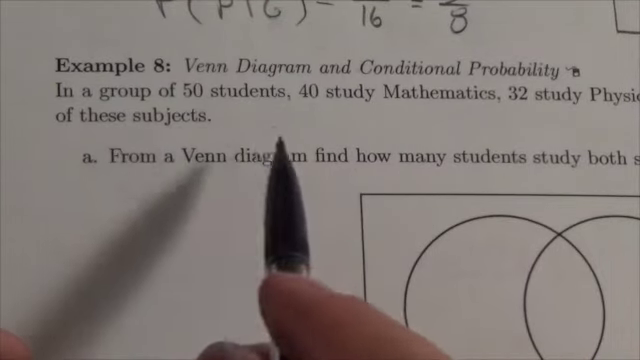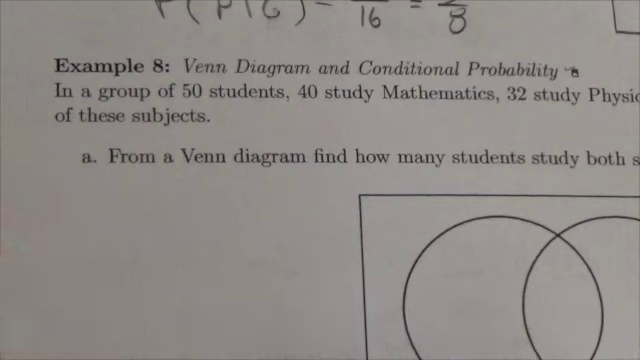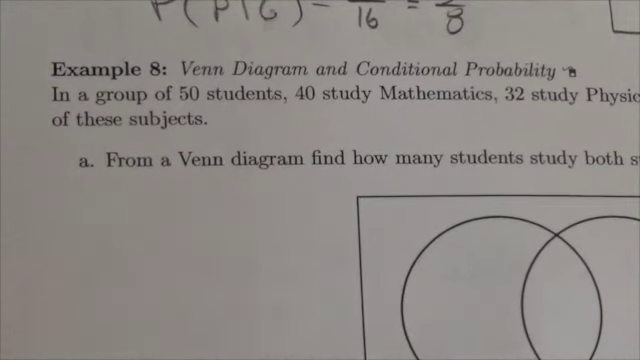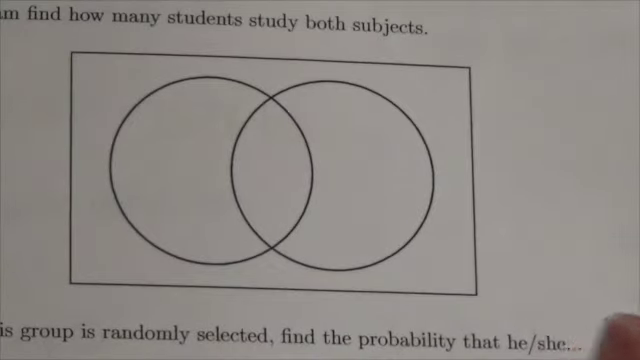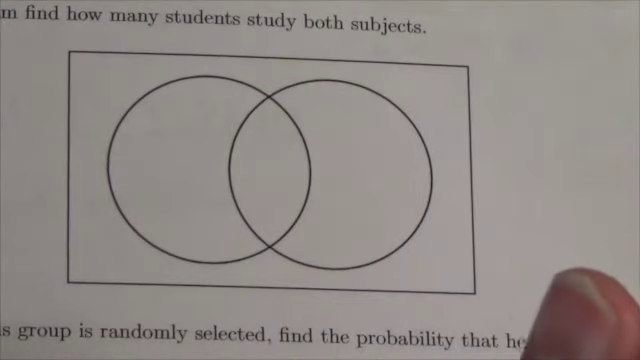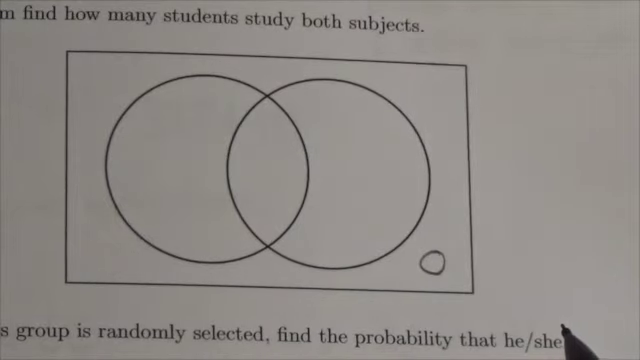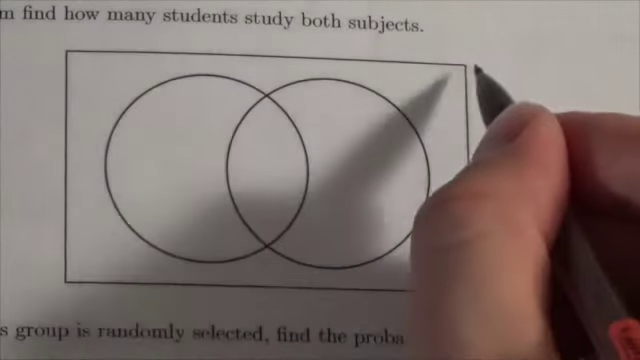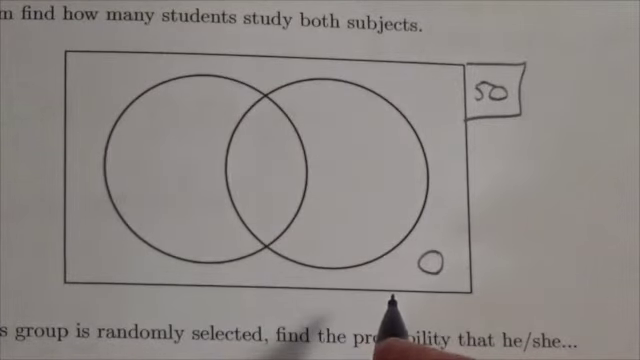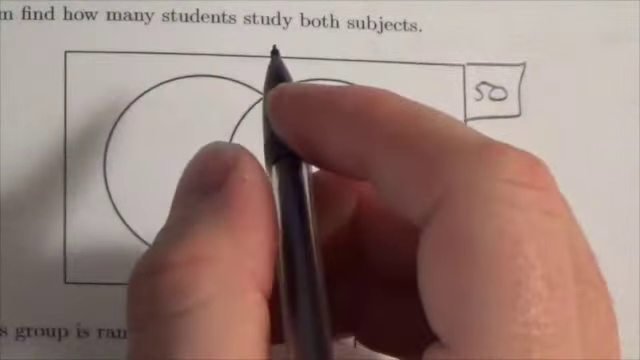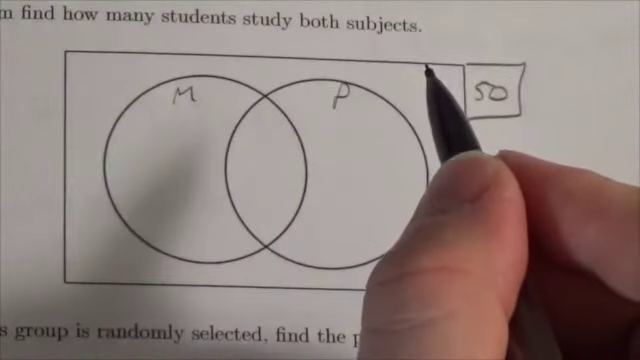So in a group of 50 students, 40 study mathematics, 32 study physics, and each student studies at least one of these subjects. Now, the reason why that's important here is when we jump to our Venn diagram, if each student studies at least one of them, that means there's nobody that sits outside those two sets. And we know that there are 50 students in total in the universe. Okay, and let's say this is our mathematics and this is our physics here.